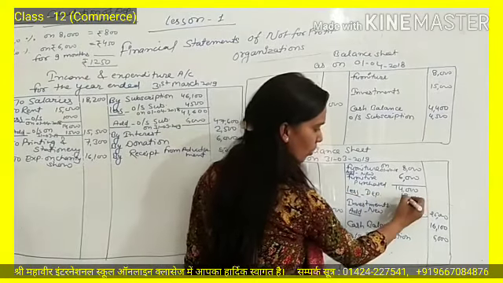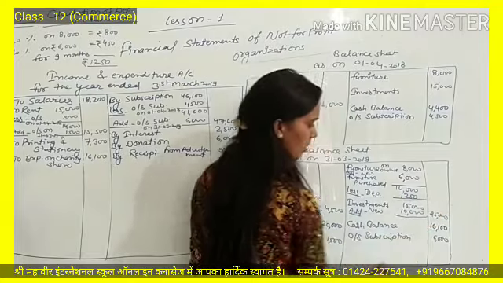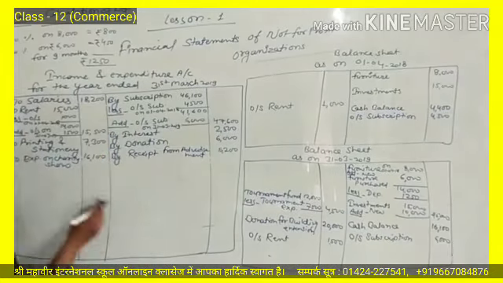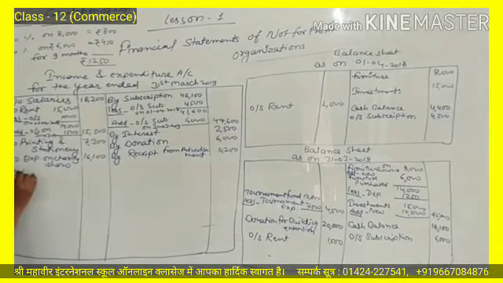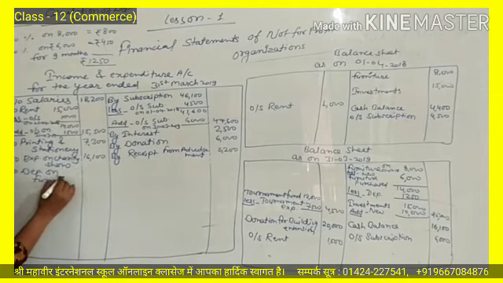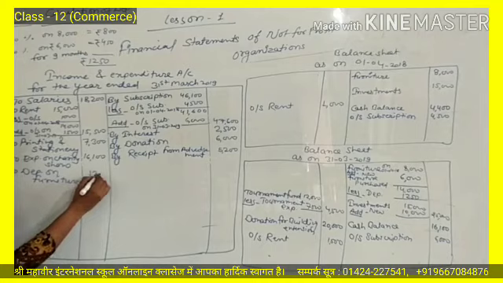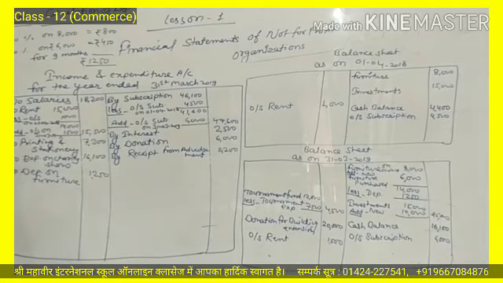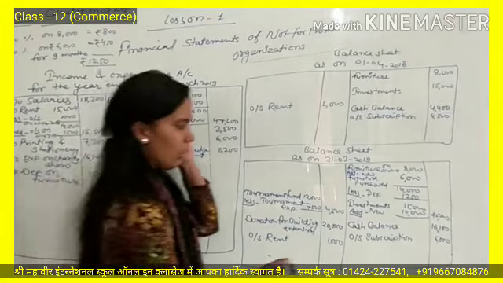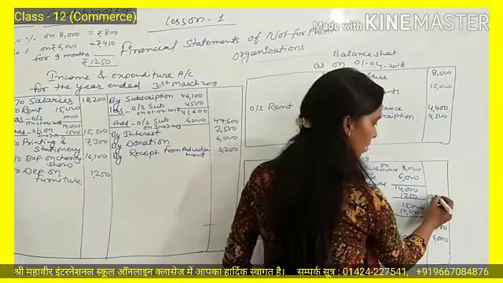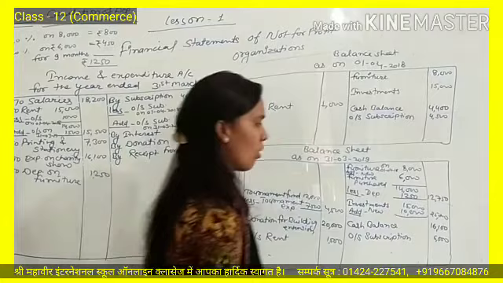So this 1250 rupees will be deducted from the furniture, depreciation, 1250 rupees, and the same 1250 will be shown in income and expenditure also, depreciation on furniture, 1250 rupees. Now your question is completed. So just get the total of all the accounts.